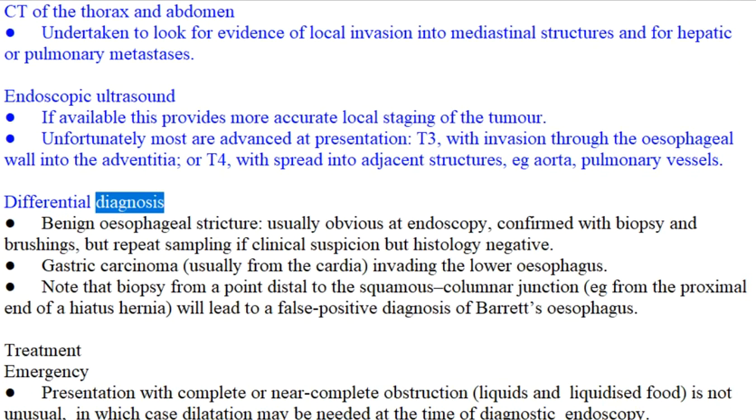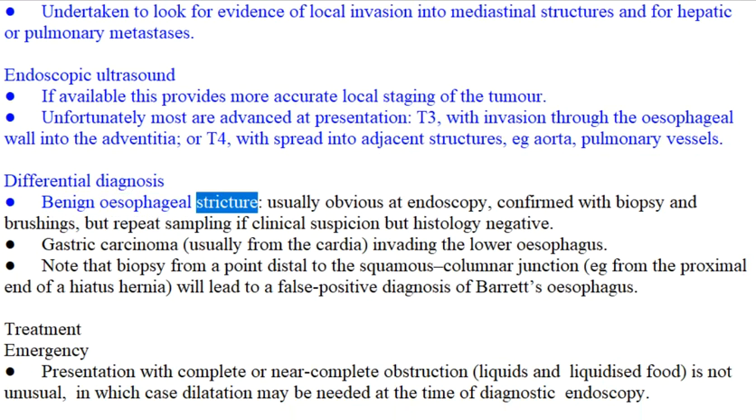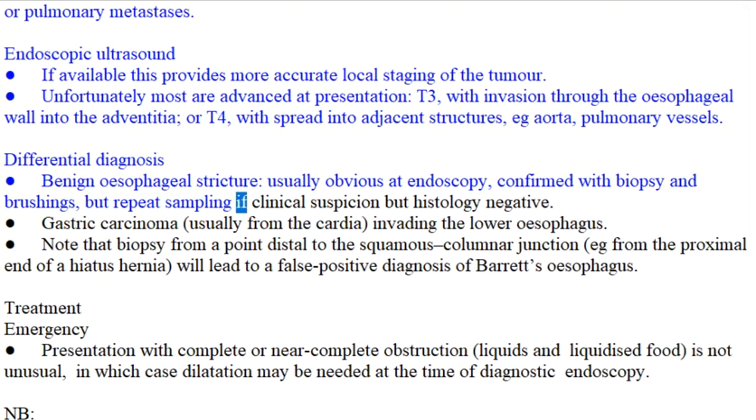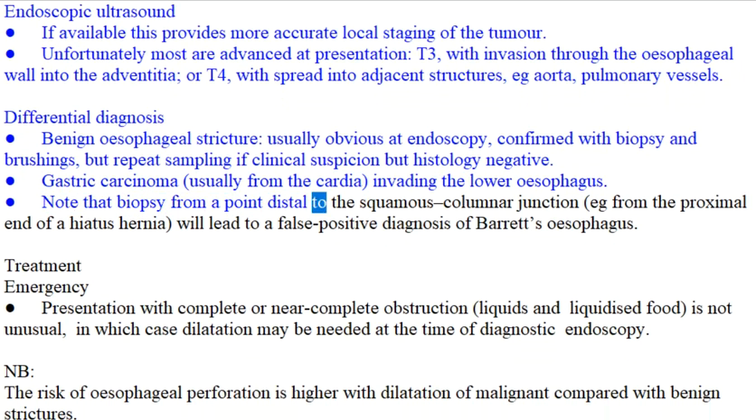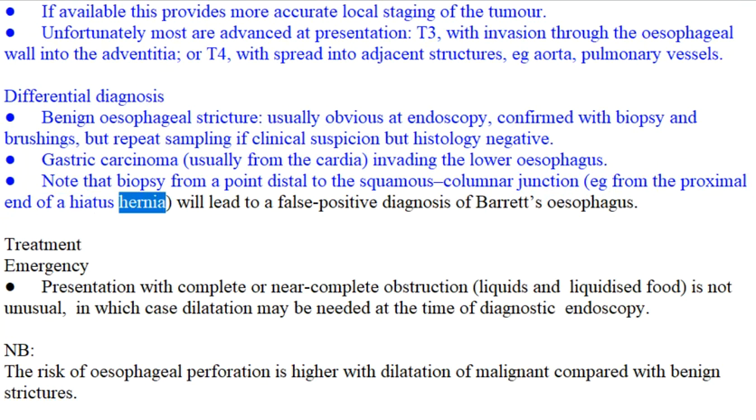Differential diagnosis. Benign esophageal stricture, usually obvious at endoscopy, confirmed with biopsy and brushings, but repeat sampling if clinical suspicion but histology negative. Gastric carcinoma, usually from the cardia, invading the lower esophagus. Note that biopsy from a point distal to the squamous columnar junction, e.g. from the proximal end of a hiatus hernia, will lead to a false positive diagnosis of Barrett's esophagus.